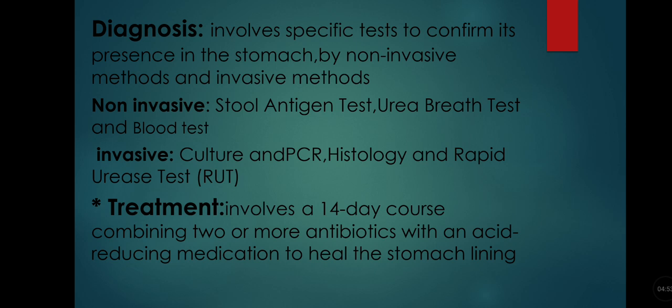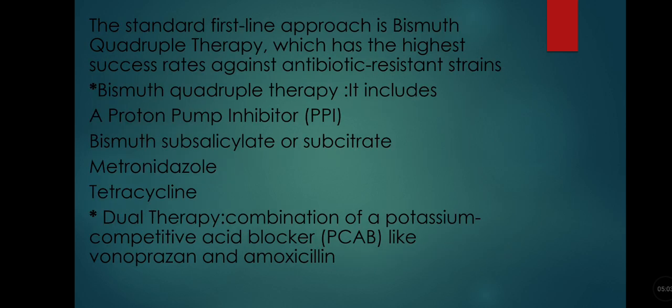The treatment includes a 14-day course. It's a combination of antibiotics and acid-reducing medication to heal the stomach lining. We have three programs, and the first-line approach is bismuth quadruple therapy, which has the highest success rate against these antibiotic-resistant strains. Bismuth quadruple therapy includes a proton pump inhibitor, bismuth subsalicylate and subcitrate, metronidazole, and tetracycline.